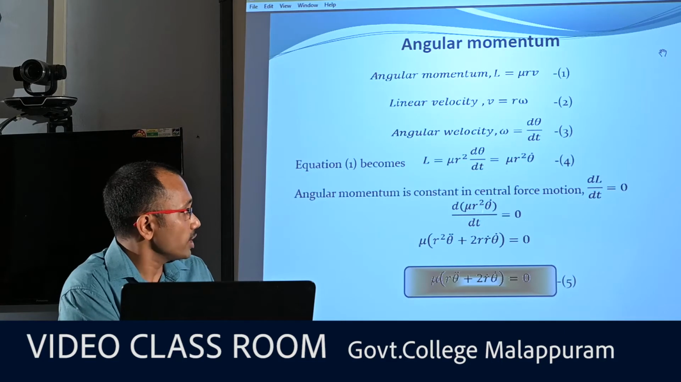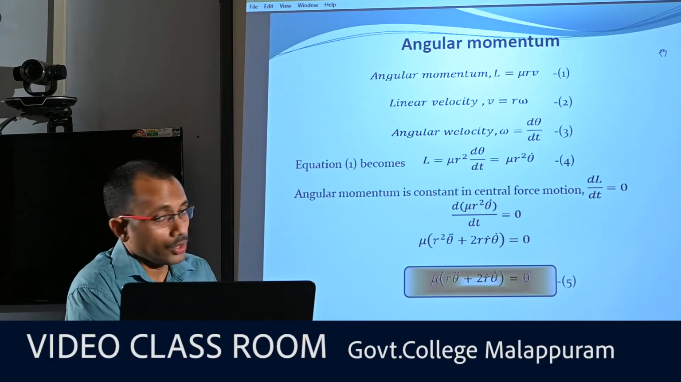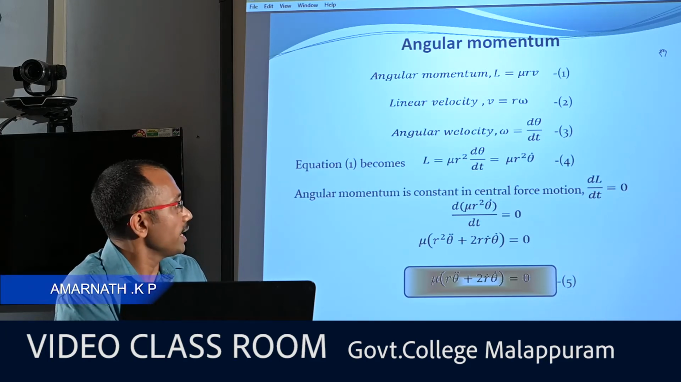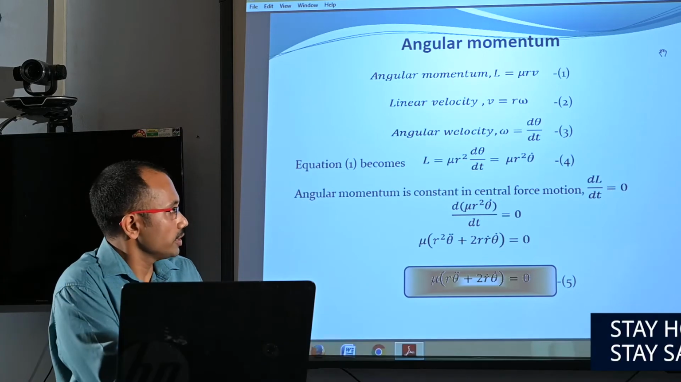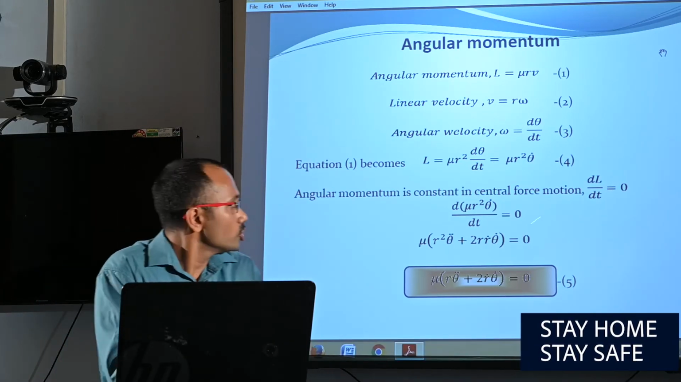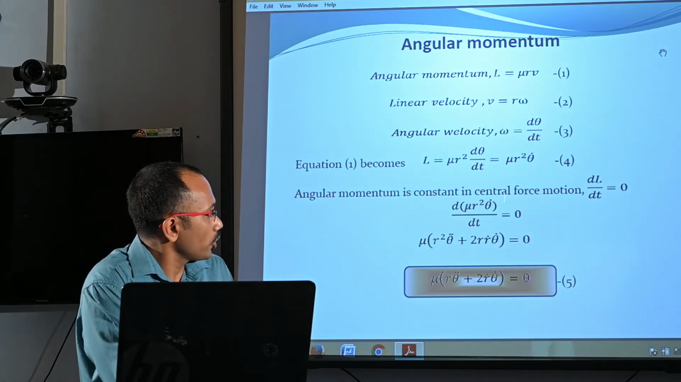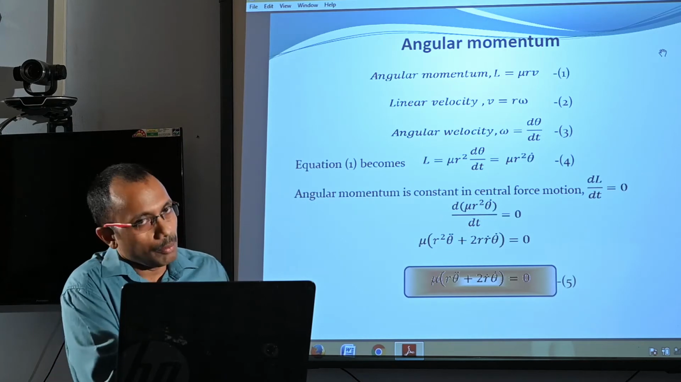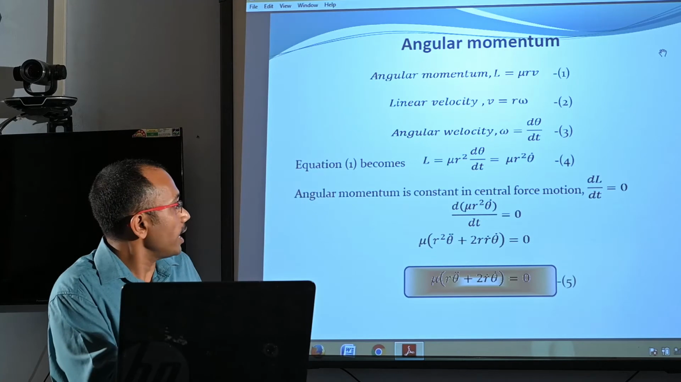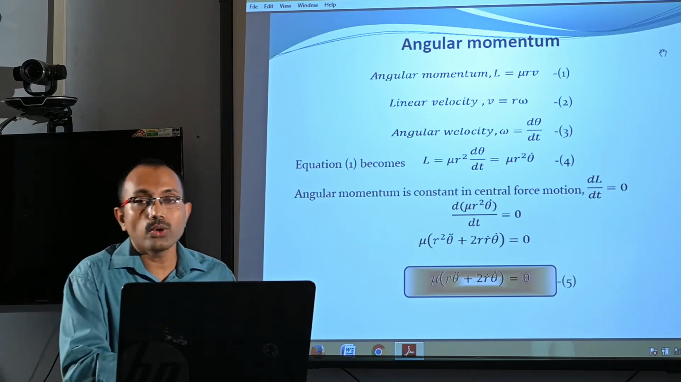Since mu is a constant, I am taking it outside and I am going to differentiate r square theta dot. Firstly I take r square as constant and differentiate theta dot. Theta dot means d theta by dt, and differentiating once more gives d square theta by dt square, so I am writing it as theta double dot. Next, I take theta dot as a constant and differentiate r square, which gives 2r into r dot. So I can write mu into r square theta double dot plus 2r r dot theta dot is equal to 0.